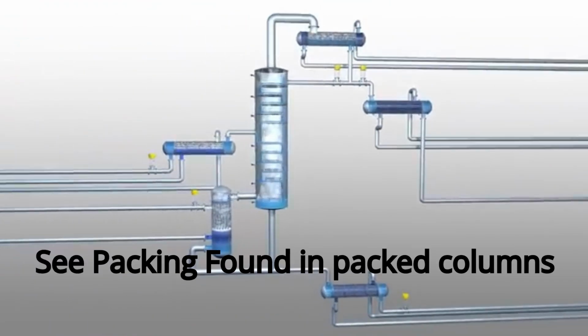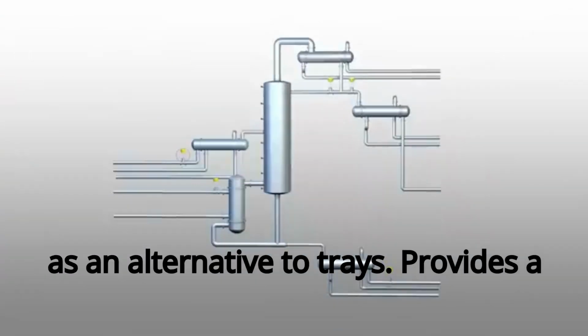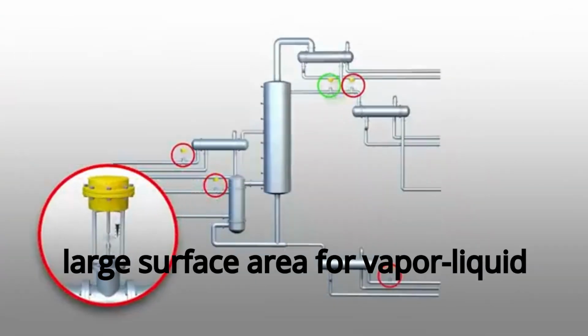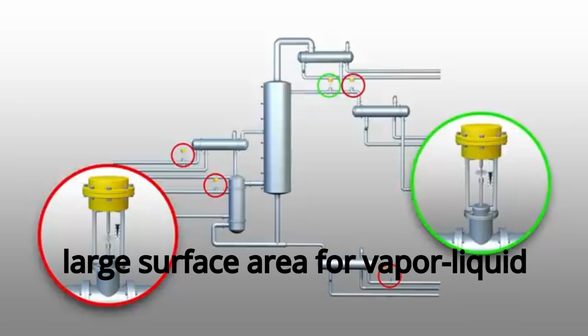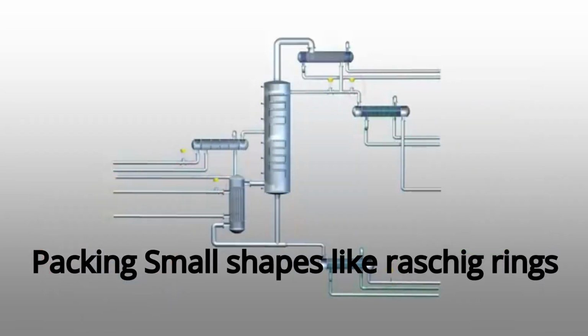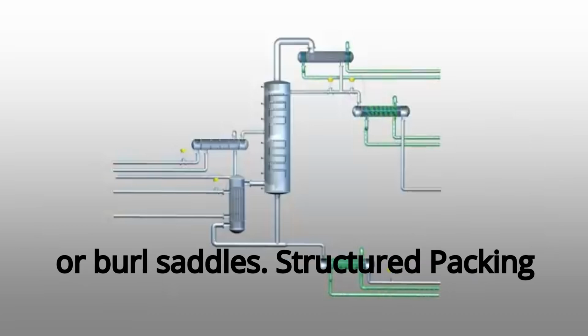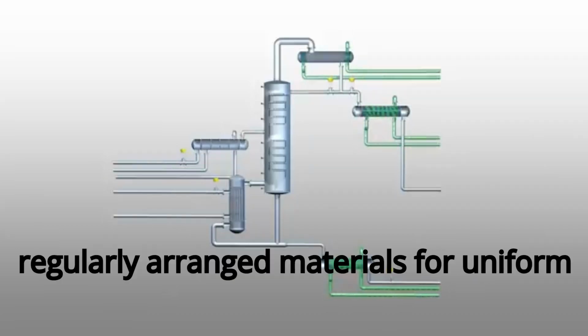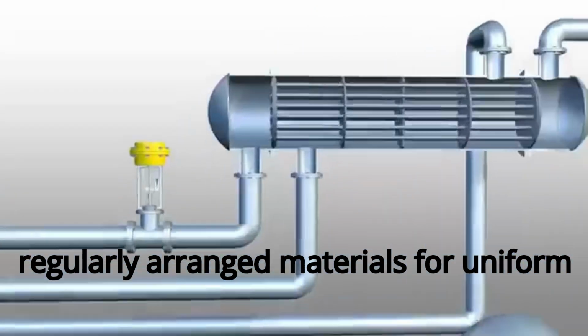C. Packing, found in packed columns as an alternative to trays. Provides a large surface area for vapor-liquid interaction. Types: random packing, small shapes like Raschig rings or Berl saddles. Structured packing, regularly arranged materials for uniform flow.